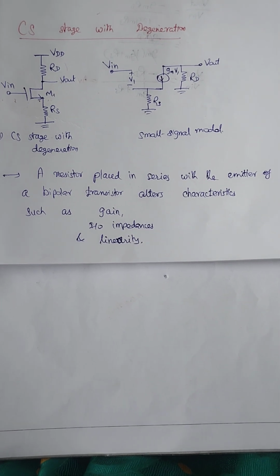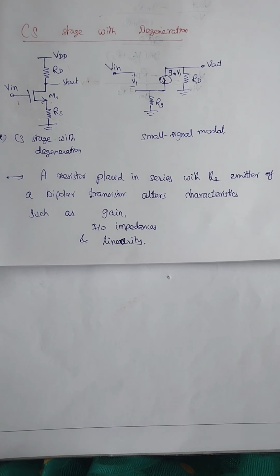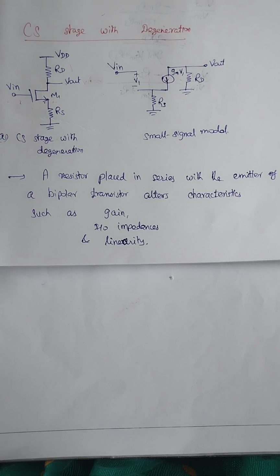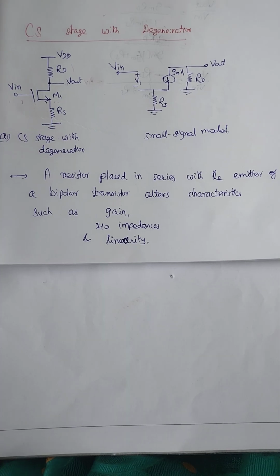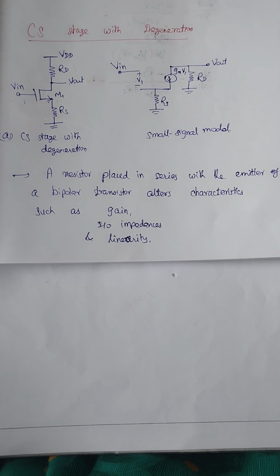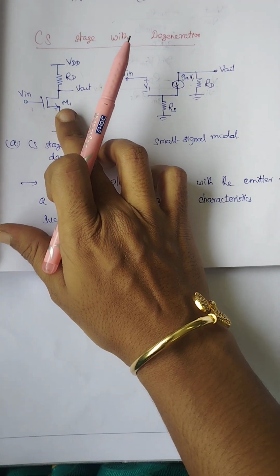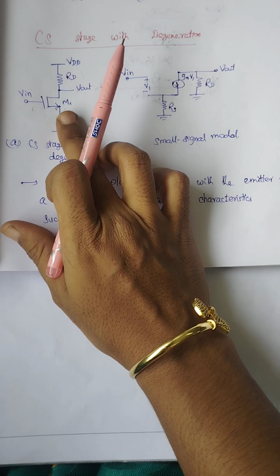Hello everyone, now we are going to see about common source stage with degeneration. In the previous videos we have discussed about common source stage and common source with diode connected load, common source with current source load. Now we are going to see about common source stage with degeneration. So if there is no diode, this is equivalent to common source stage.